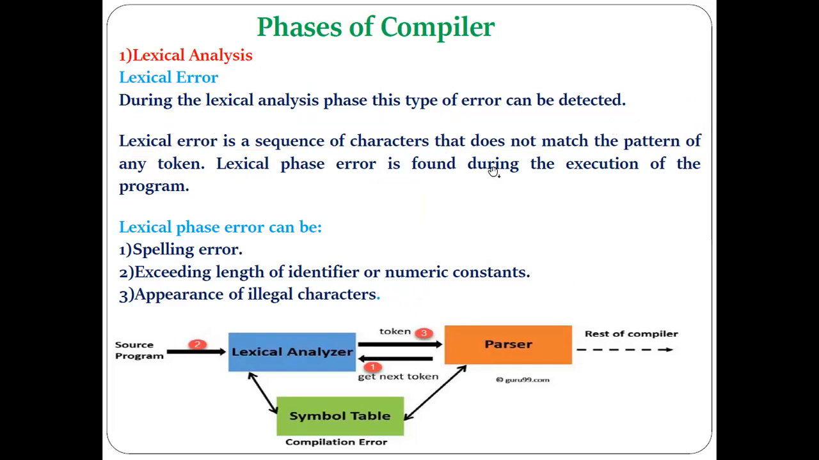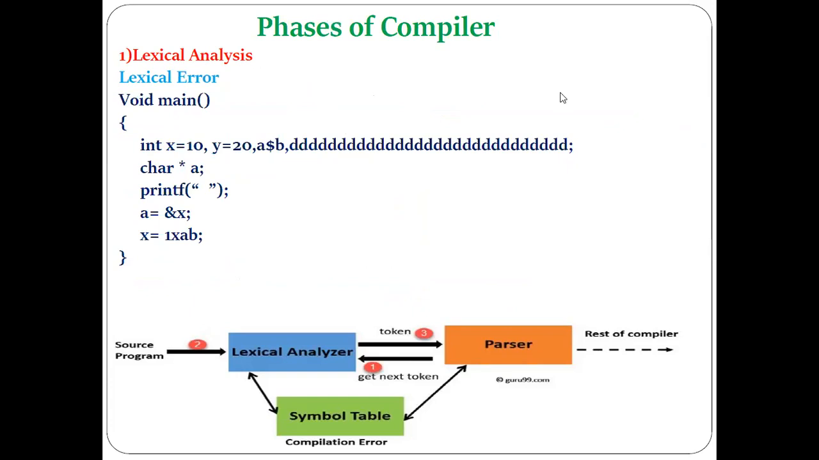In the example, you can see exceeding the length of the identifier. There is a standard limit on the length of an identifier. When you mention an identifier or variable in your source program, and it exceeds that standard limit of length, that is also considered a lexical error. If, while declaring variables, you use illegal characters, such as the dollar sign, which you cannot use when declaring a variable in any high-level language, this is considered an illegal character. This is also a kind of lexical error.